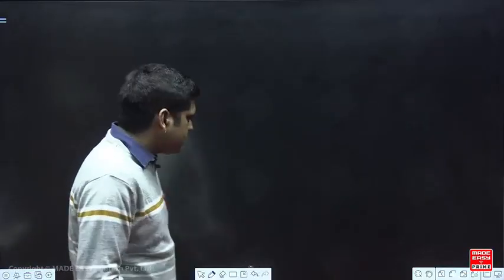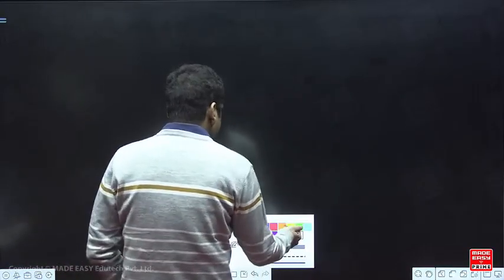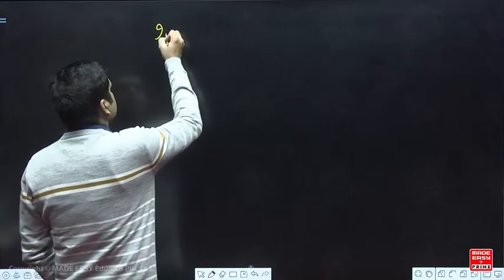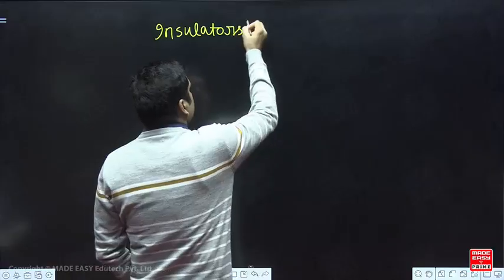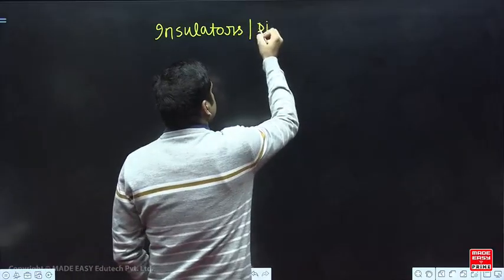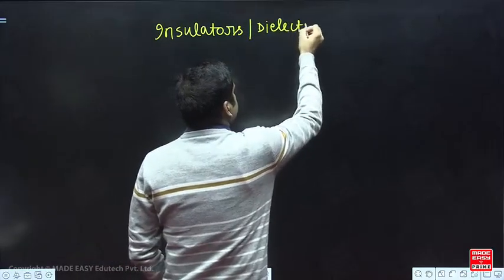In the last class, we completed semiconductors. Today, we will begin with the third part of this chapter, that is insulators. So, the next topic is insulators. These are also known as dielectrics.